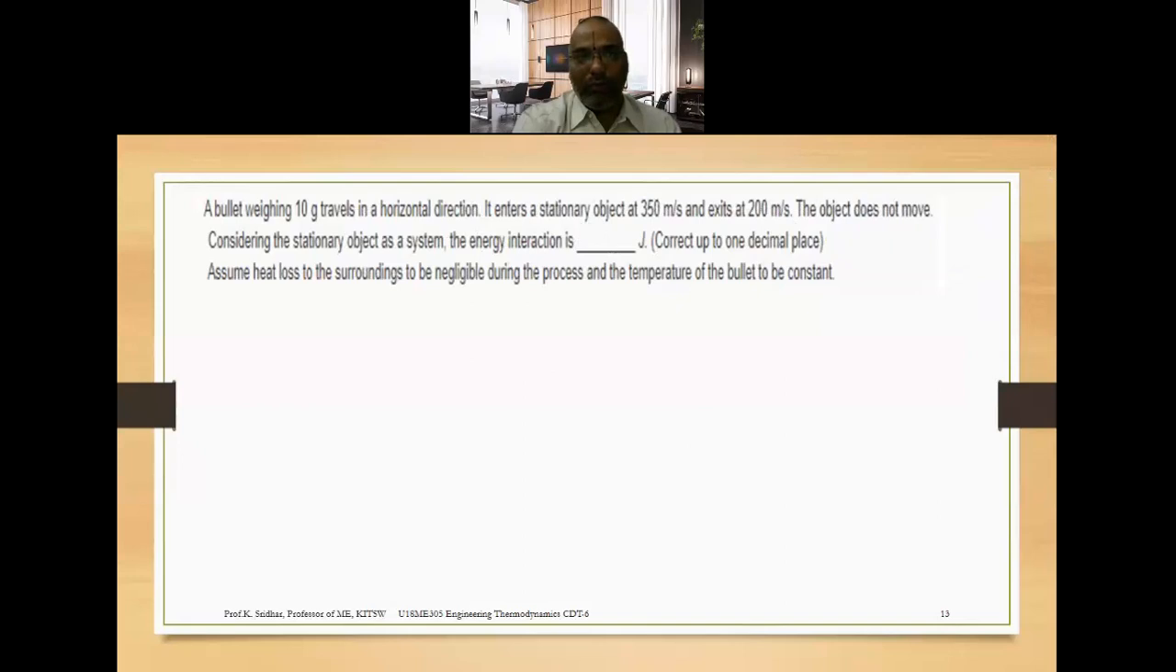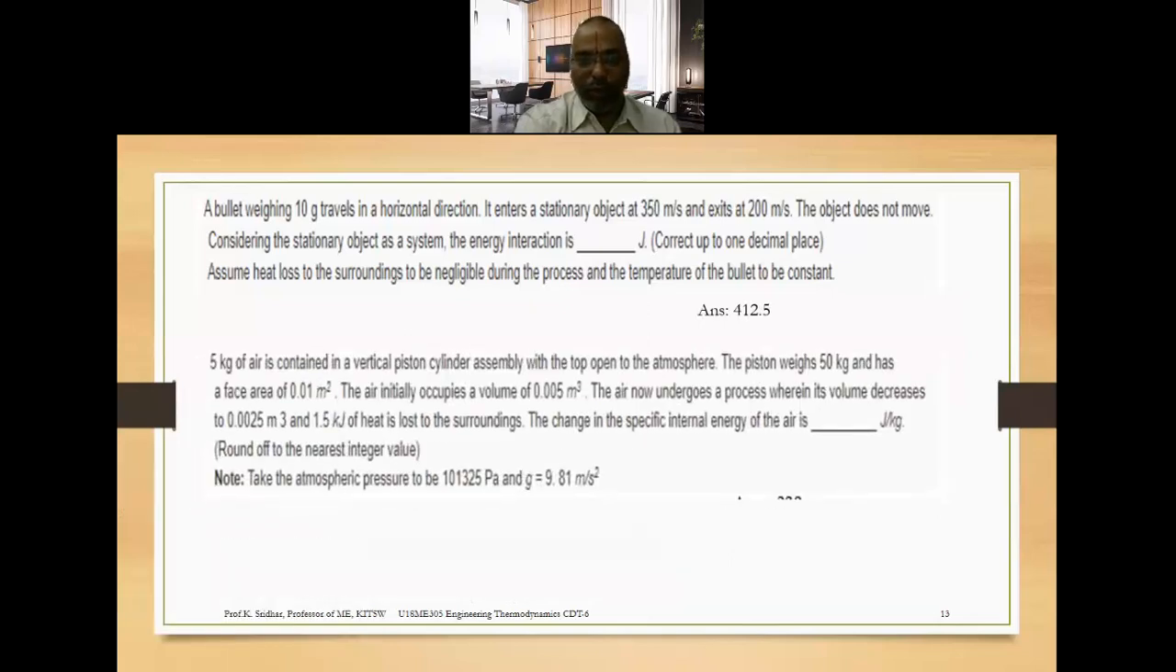So there is also another question. A bullet weighing 10 grams travels in a horizontal direction. It enters a stationary object at 350 meters per second and exits at 200 meters per second. The object does not move. Considering the stationary object as a system, the energy interaction is how many joules? So here the answer is 412.5. Now you can do it on your own.